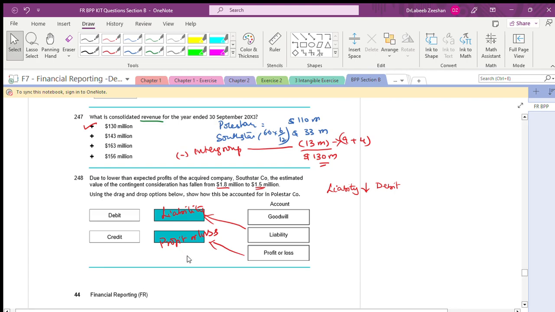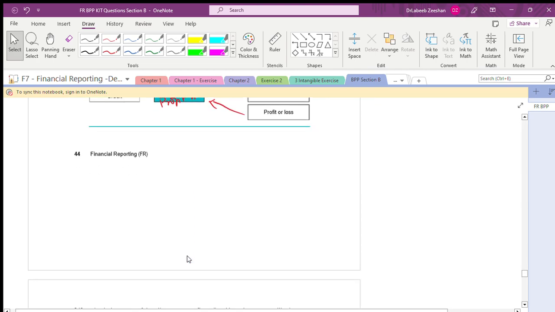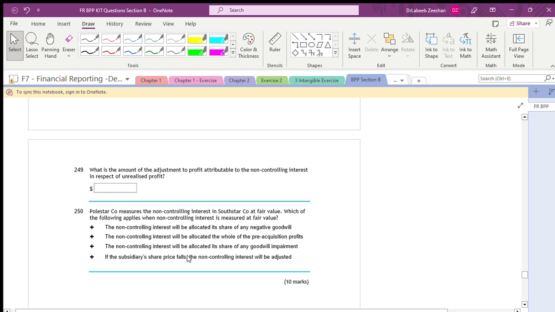It will have impact on profit and loss account. Okay. Now, what is the amount of adjustment to profit attributable to NCI in respect of unrealized profit?